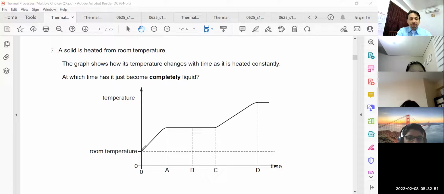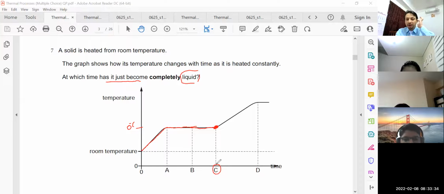At room temperature, the solid starts absorbing heat, then its temperature increases. It goes up to, suppose, 0 degrees Celsius, and then after that the melting process starts taking place. To melt the ice, the latent heat of fusion, some amount of heat, is given, and at exactly point C the entire solid will turn into liquid. The question is at which time it has just completely turned liquid: at A, at B, at C. So this is the point C, at time C, that the entire solid, that ice, will be converted into liquid.